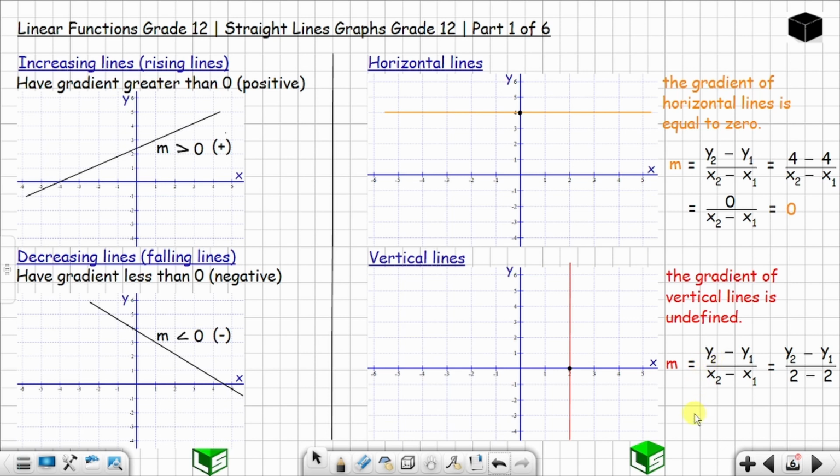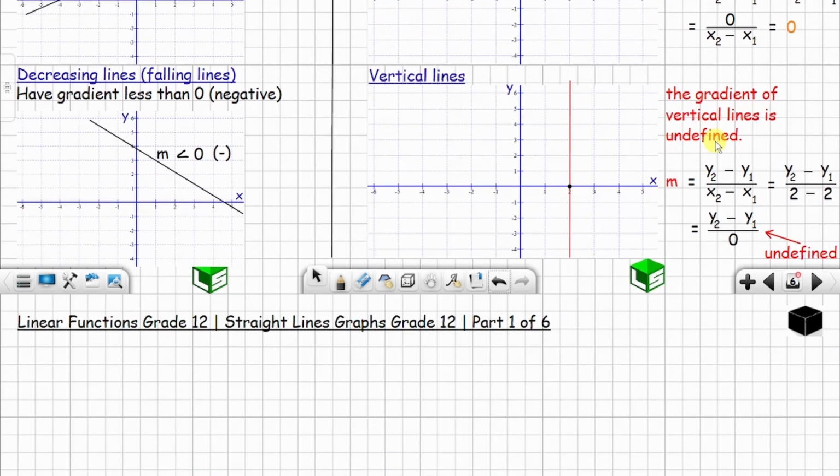Okay, you carry on. You have y2 minus y1 over 2 minus 2 is 0. And you know that division by 0 is undefined. So this is undefined. Anything you divide by 0 is undefined. So you understand that vertical lines, their gradient is undefined.